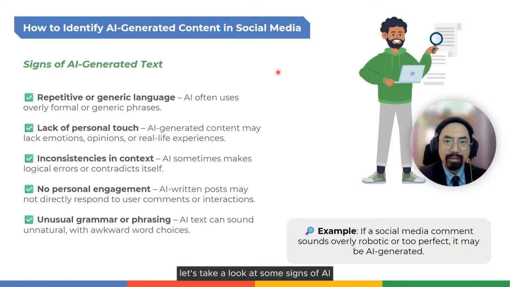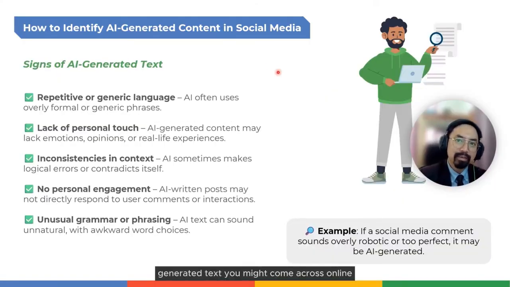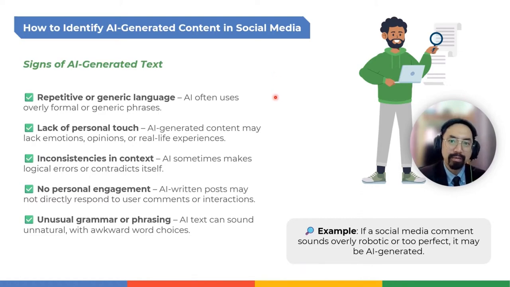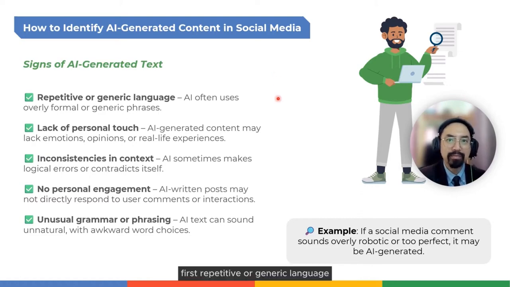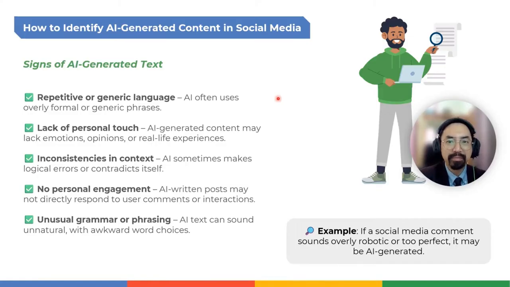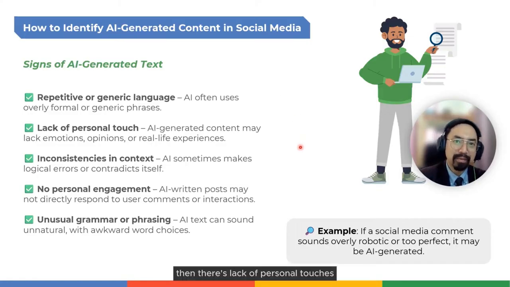Let's take a look at some signs of AI generated text you might come across online. First, repetitive or generic language. You'll notice the writing sounds polished, but it often repeats itself or feels like it came from a template. Then there's lack of personal touches. There's no story, no opinion, just statements without heart or personality.